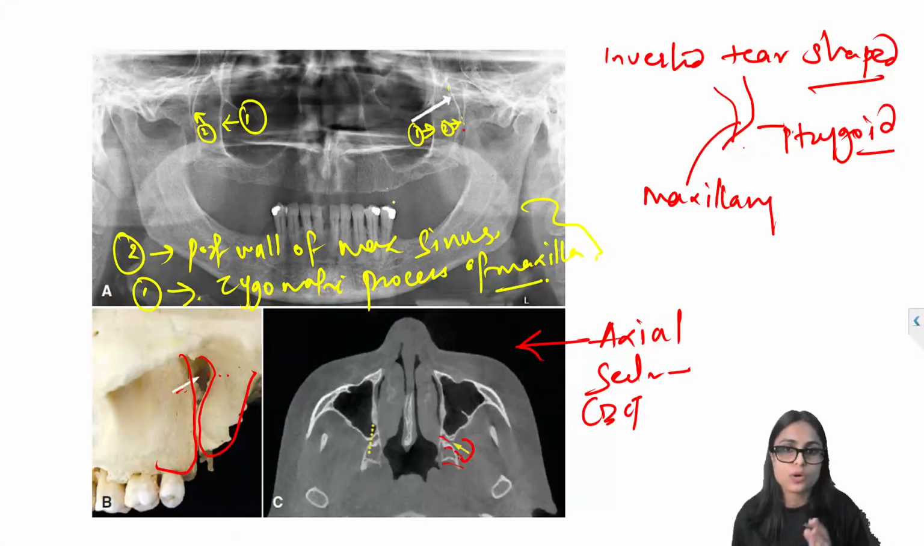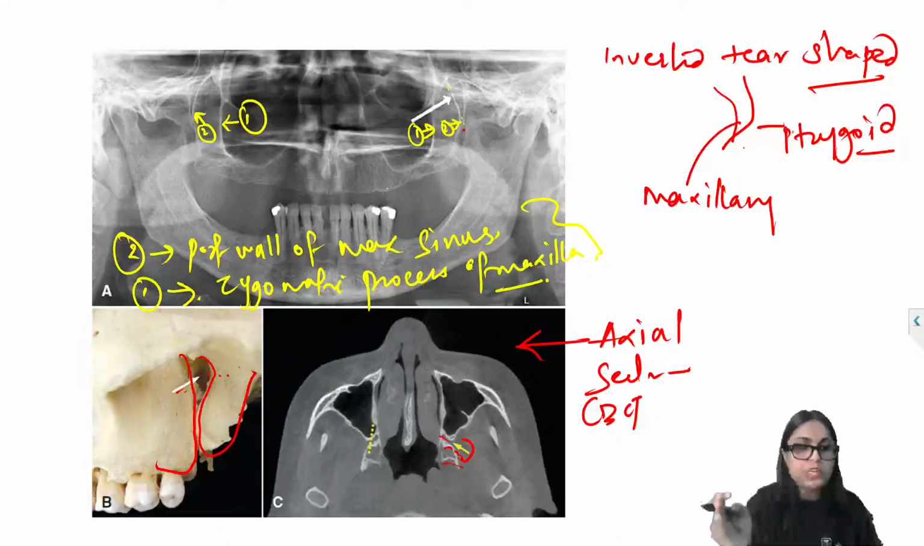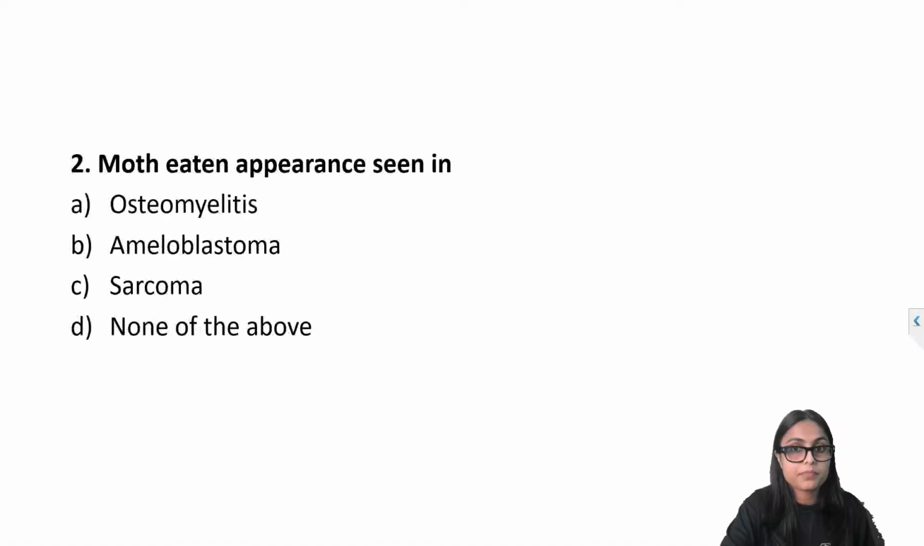You can pause after the session and take a screenshot of this. Number one is the zygomatic process of maxilla. Number two line is the posterior wall of maxillary sinus. Please remember this. Chalo, moving on to the next question.